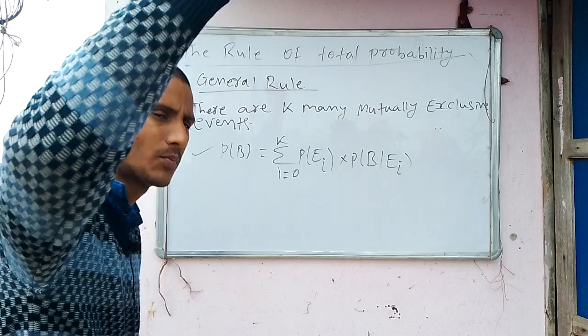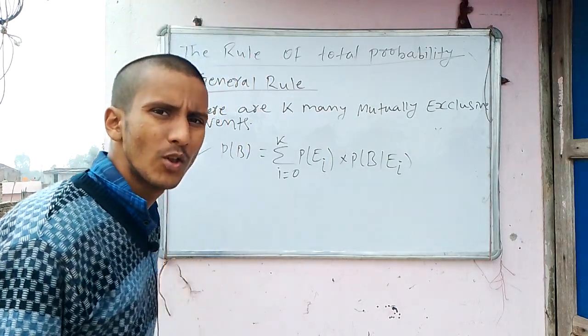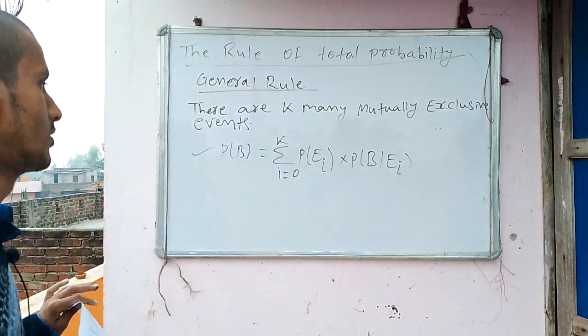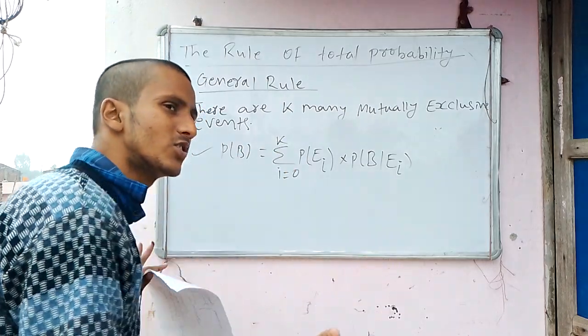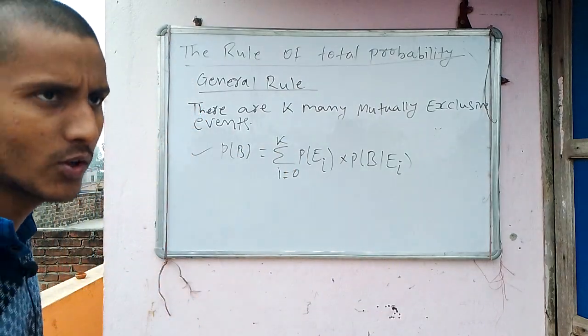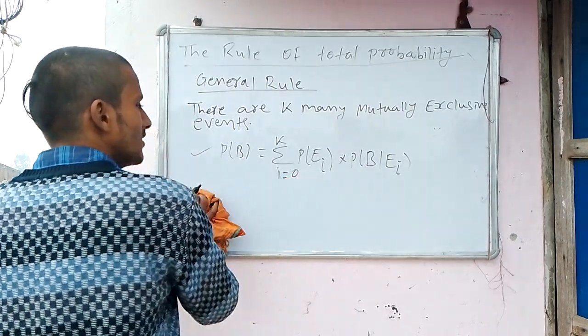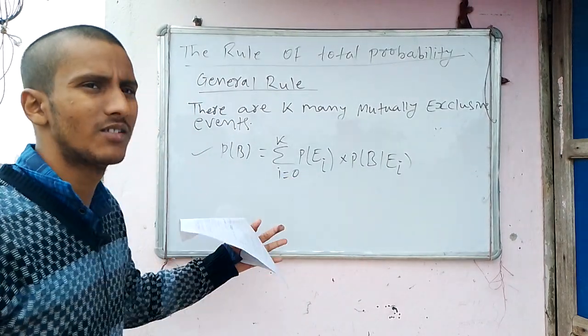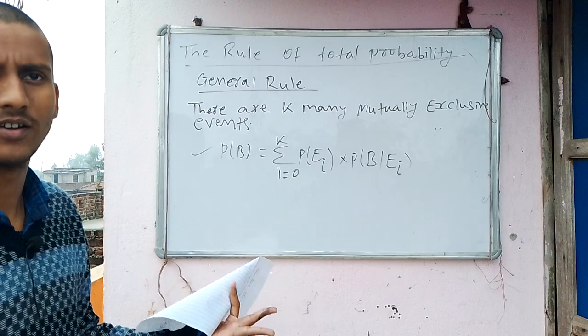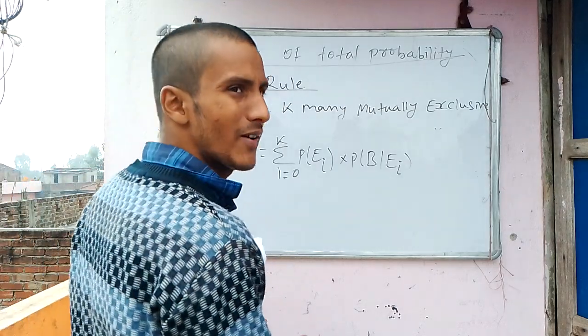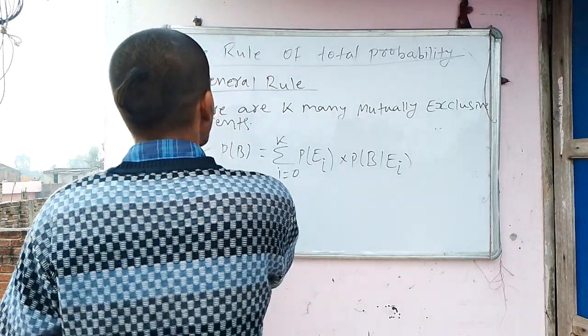How many minutes has the video been, 4 or 5 minutes? Okay, 6. For 6 minutes it was just a revision of what we learned in the previous video, and I guess this much revision should remind you of everything from scratch. So this is the general rule of total probability.